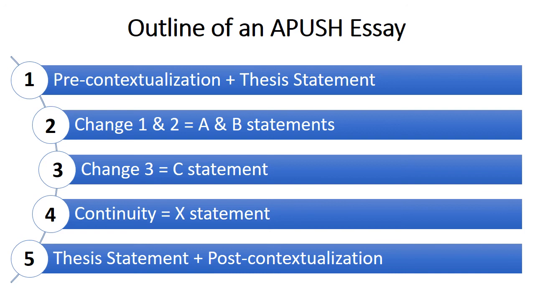Your second paragraph will have changes 1 and 2, your A and your B statements. Remember that your A, B, and C statements have to be in chronological order. So A is going to be your state constitutions, B is going to be Jackson, C is going to be the 15th Amendment. Your continuity statement or your X statement is going to be one of the 3 choices from a previous slide, either women, white males, or African Americans. And then finally, your last paragraph will be your restatement of your thesis plus your post-contextualization.